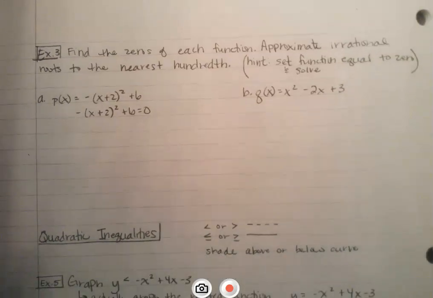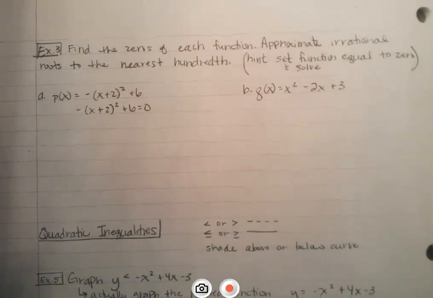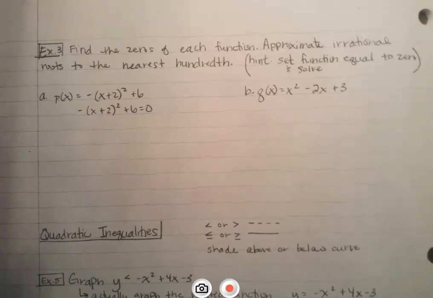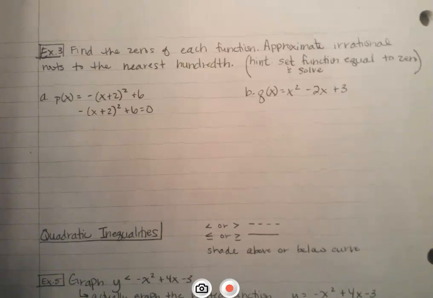In example 3, it says find the zeros of each function, approximate the irrational roots to the nearest hundredth. Here's our hint. Set the function equal to 0 and solve. All right, so A, I've kind of already started a little bit for us. Okay, so I took the function and I set it equal to 0. That's really the only part that I did to get us started. All right, so then we are ready to solve.